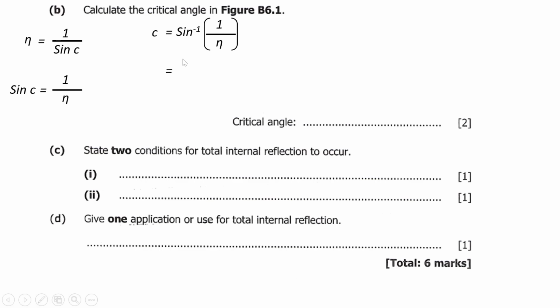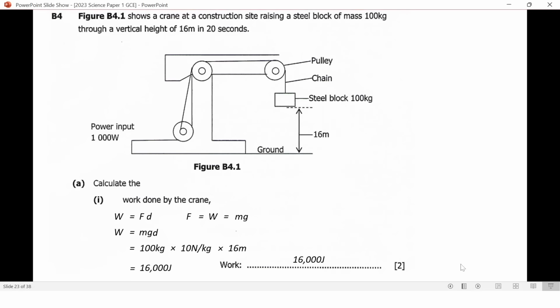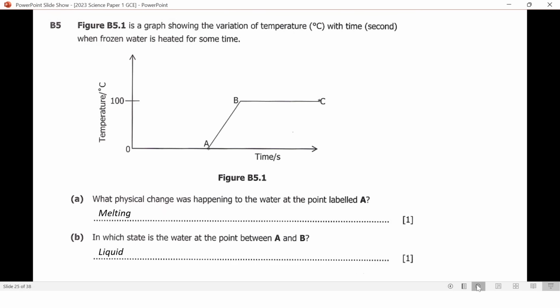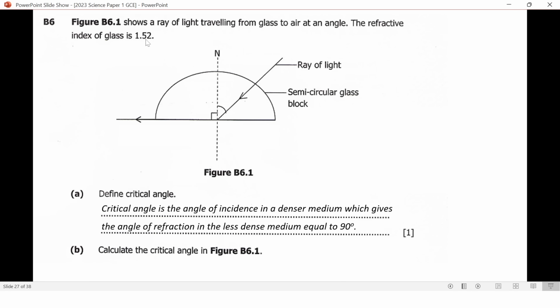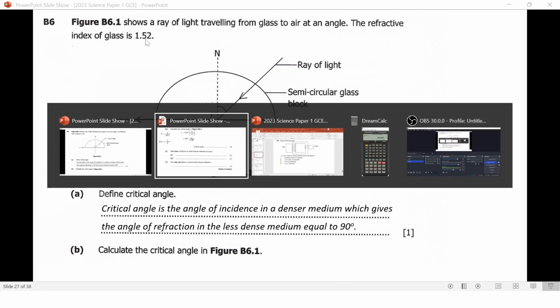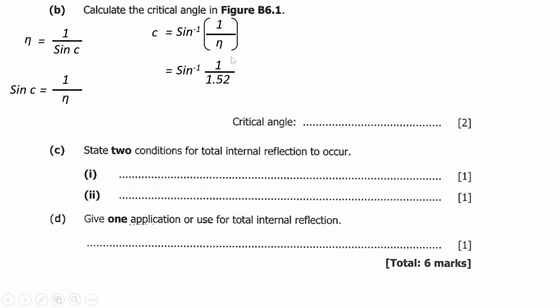Then we'll substitute. So sine inverse is equal to 1 divided by refractive index here. See, the refractive index is 1.52 here. So that is where I've gotten that 1 divided by 1.52. If you evaluate this, your answer should be equal to 41.14 degrees. So your critical angle should be 41.14 degrees.